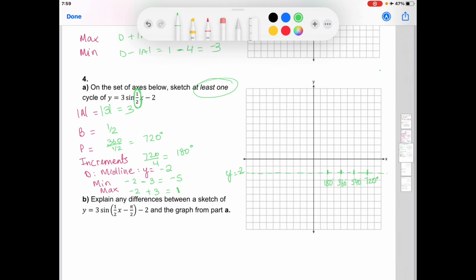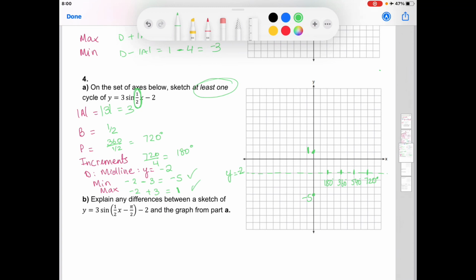And my max and min, I didn't do those. Okay, my amplitude is 3. So from my midline, I'm going to go up 3, which is here, and below 3, which is here. What are these actual numbers if I count from the axis? This is 1, and that is -5. So we are right here when we found our maxes and mins.